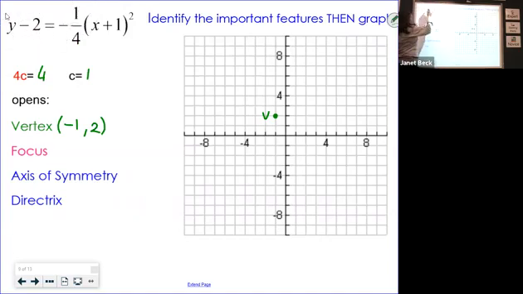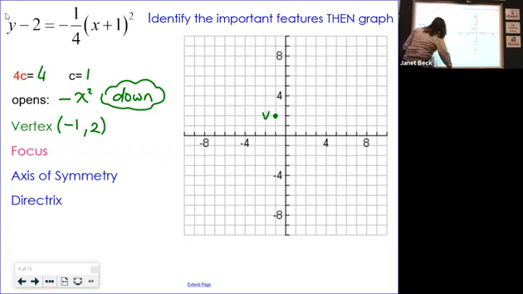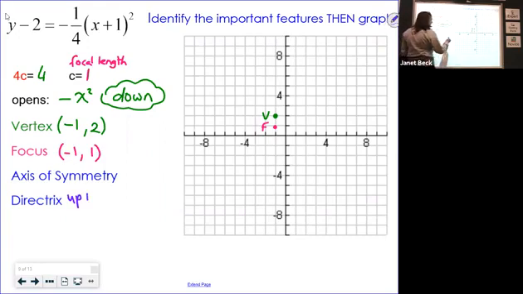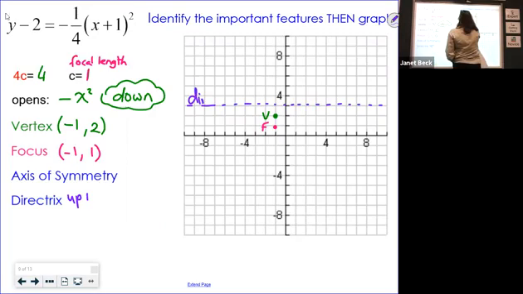Which way does it open? It's got a negative coefficient and it's x that's being squared, so it's going to open down. So to get from the vertex to the focus, I'm going to go down by this. This is my focal length. I go down by 1. So there's my focus. It's at -1, 1. And to get the directrix, I'm going to go up 1 above the vertex. That's going to be my directrix. So that's at y equals 3.